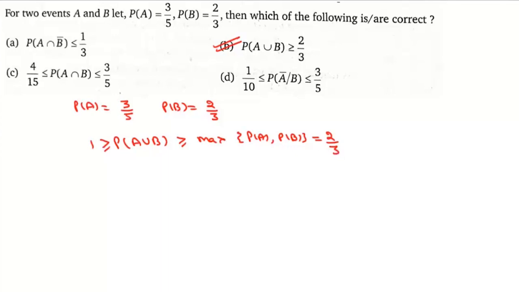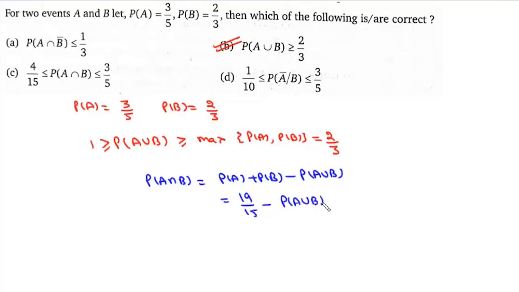Now if we look at probability of A intersection B, it will be P(A) plus P(B) minus P(A union B). Now P(A) plus P(B) will be 9 plus 10, 19 by 15, minus P(A union B). Now we'll get this minimum value when P(A union B) is maximum, and the maximum value of P(A union B) is 1. So 19 by 15 minus 1 will be simply 4 by 15.